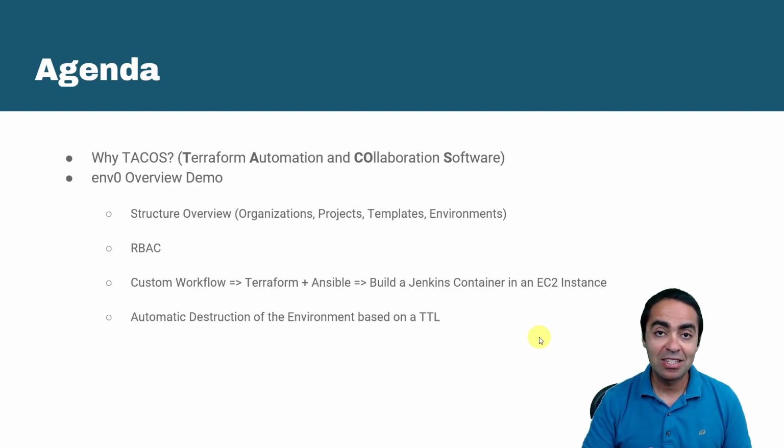So in this use case, I want to generate a Jenkins machine very quickly whenever I want to test something, but I don't want to forget about this machine, and env0 will help me destroy this machine in 6 hours or 1 day or a few days or a week and so on, so I don't forget my resources running if I'm just running them for testing purposes.